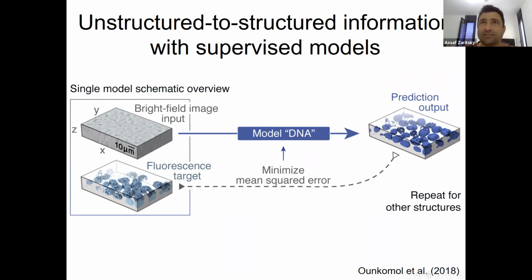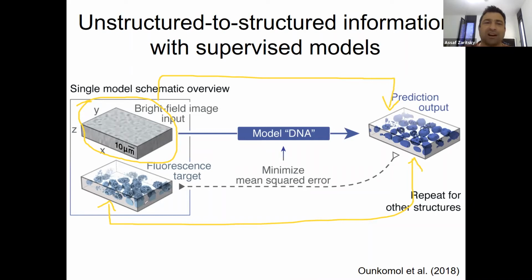Let me draw that. So this is the input. We learn a model to go from here to here. And the model is trained based on, this is the ground truth, right? So the error is based on how well the reconstruction resembles the target here. It's very similar to CARE, to the Anna Palm, just the modality is different. It's not improving the resolution of an image, but it's predicting a different modality. It's predicting a different structure.